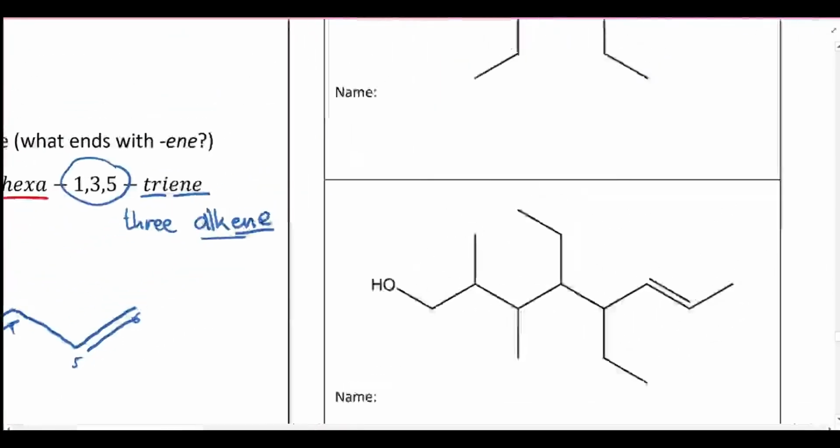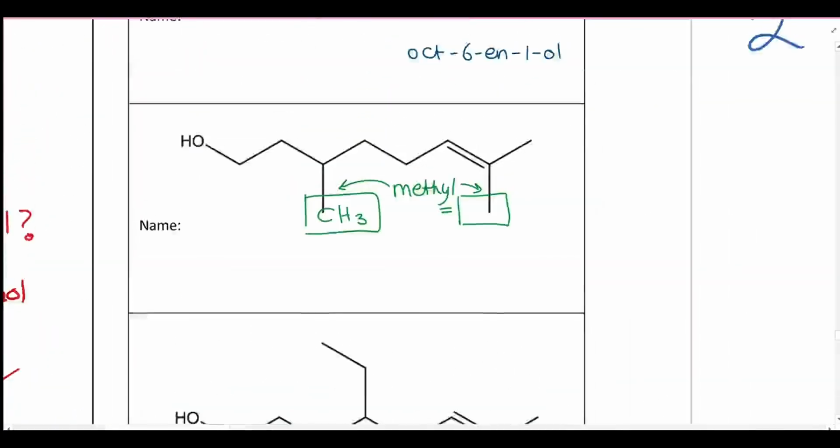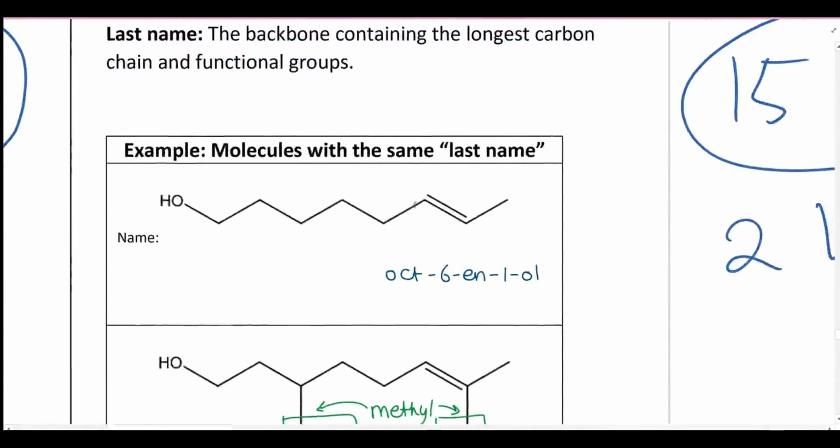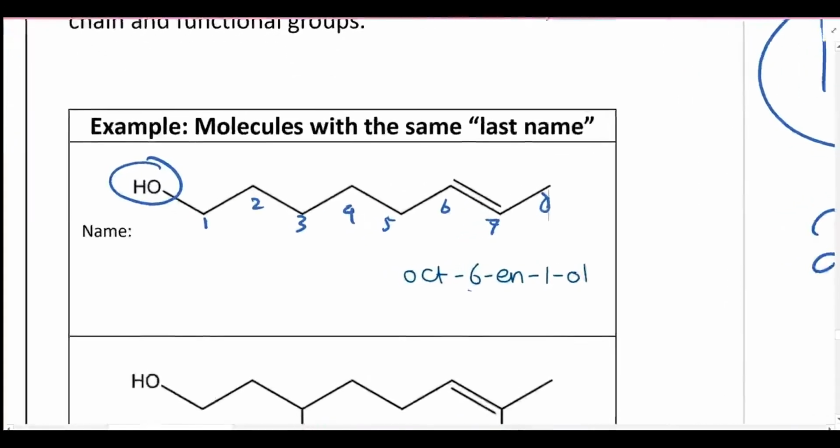Now, the next thing we're going to learn about is side chains. Not only can we have a molecule that has a functional group like this or like that. So for example, this particular molecule is going to be called an oct-6-ene. So this is position number 1, 2, 3, 4, 5, 6, 7, 8. In position number 1, I have an alcohol functional group, so it ends with 1-ol. And in position number 6, I have an alkene. So the name of this particular molecule is oct-6-en-1-ol.